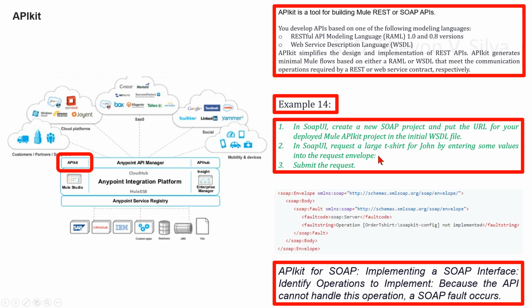into the request envelope. Select projects, then t-shirt service port WSDL, then t-shirt service SOAP binding, then order shirt, then request 1, then enter L between the size tags, enter John between the name tags. Submit the request. The result is the SOAP fault here.